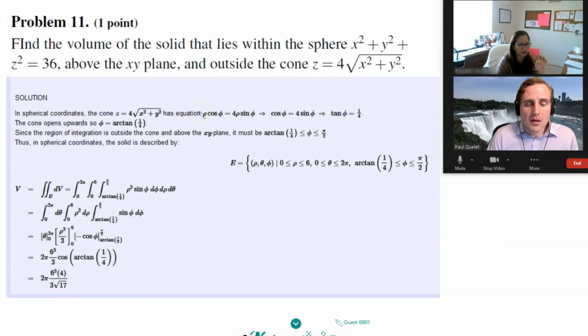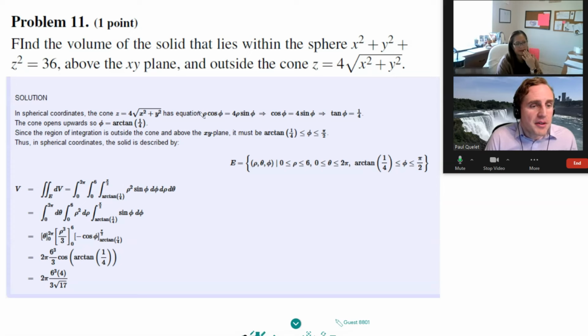My question is this: what threw me off was that 4 in front of the square root of x squared plus y squared for the cone, for the C equation. And that's where I'm like, where did I get that arctan 1/4? Where did it come from? Yeah, okay, so let's take a look at it.